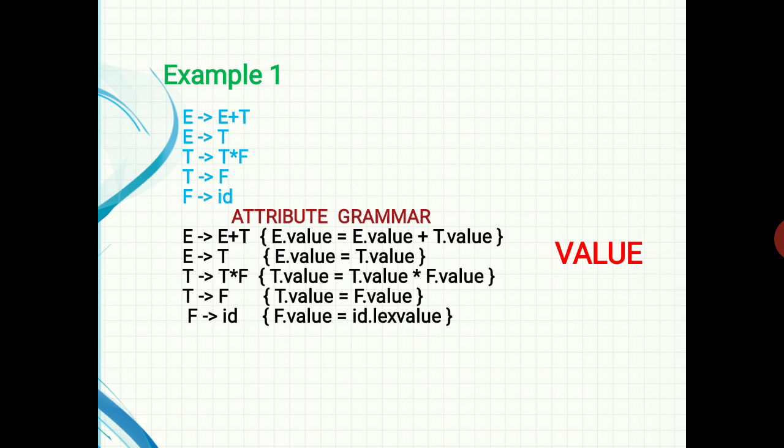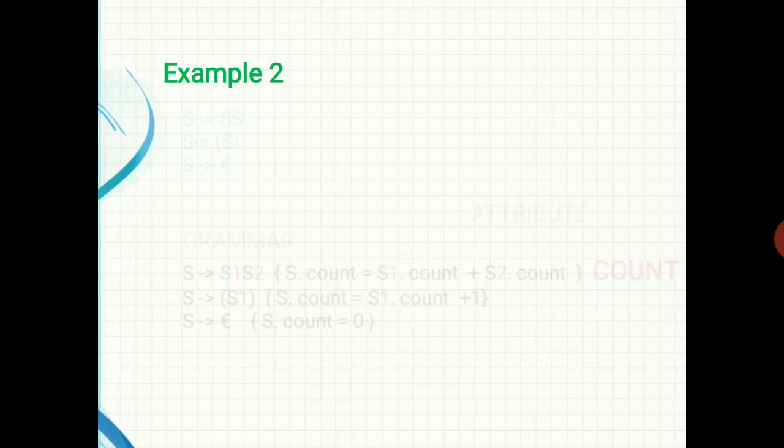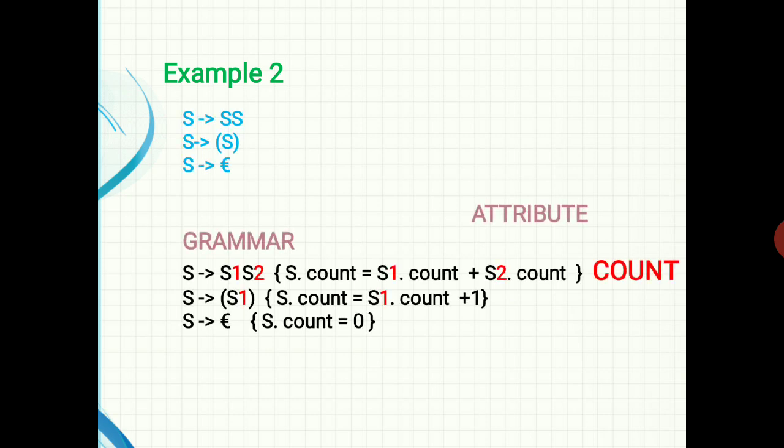The attributed grammar is a special form of context-free grammar where some additional information, that is attributes, is appended to one or more of its non-terminals in order to provide context-sensitive information. We are associating some attributes to the context-free grammar to provide context-sensitive information. So it becomes a context-sensitive grammar. This is another example of an attributed grammar. Here the count is the attribute value.